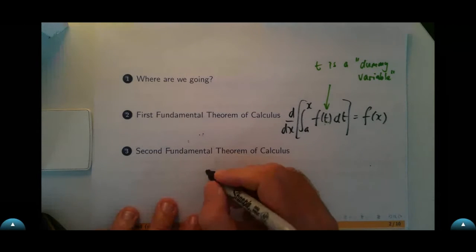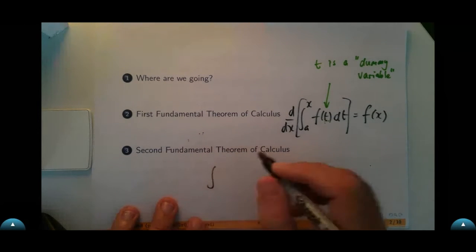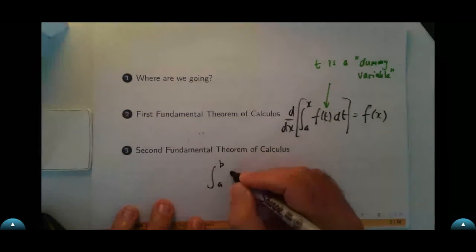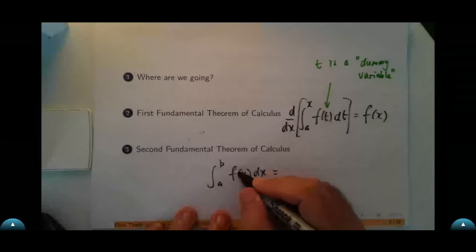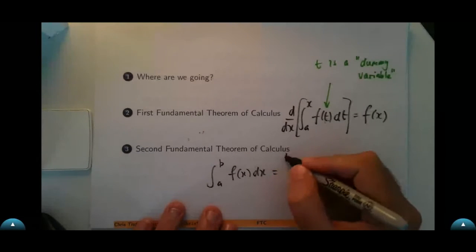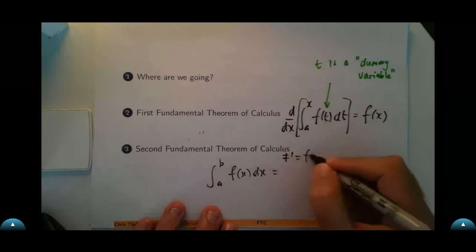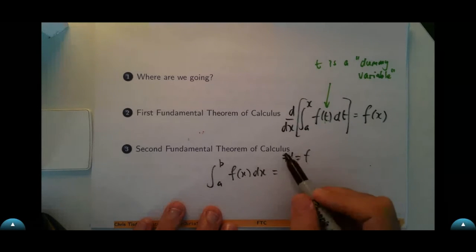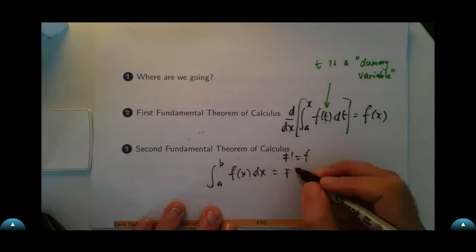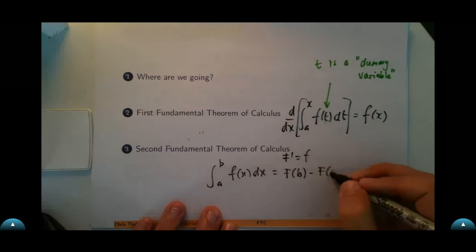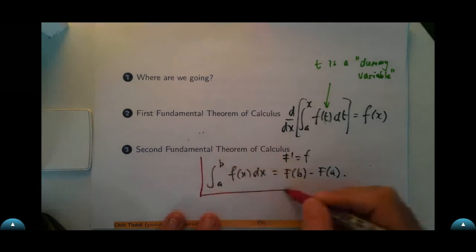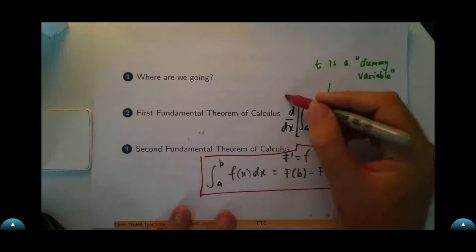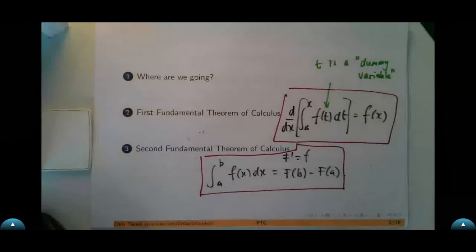The second fundamental theorem of calculus is the following, right? If I am, say, integrating a function, and I have an antiderivative, so that means the derivative of this capital F is equal to this. That's probably something that you're very familiar with. This, not so much.